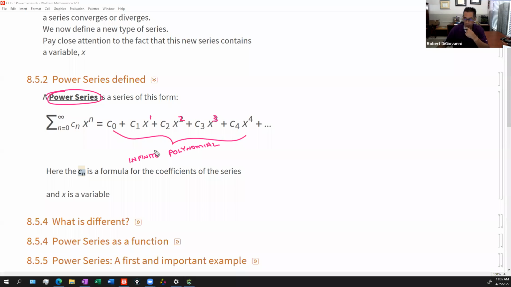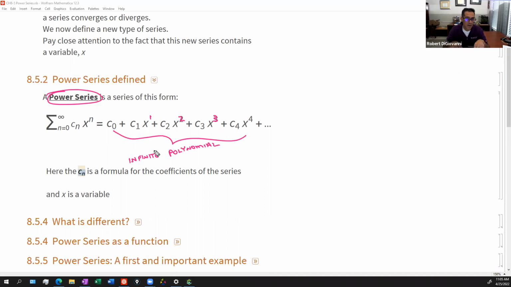All right. And a little spoiler here, and I think I've told you this before. Pretty much every function out there that you could ever come up with can be turned into an infinite polynomial.